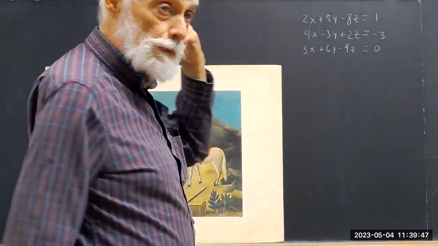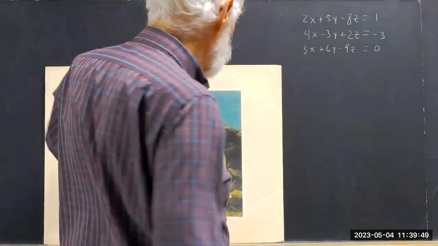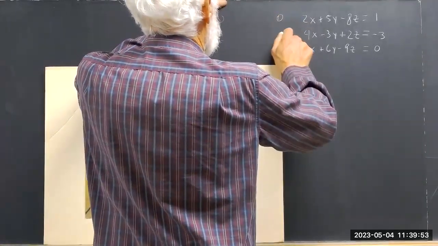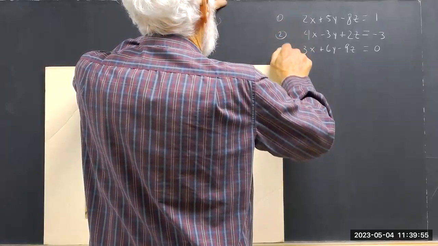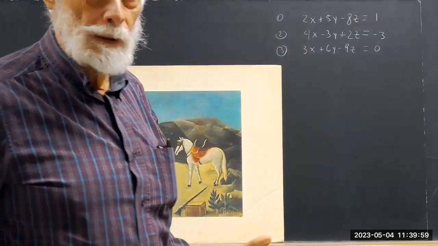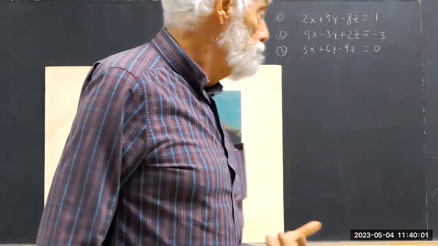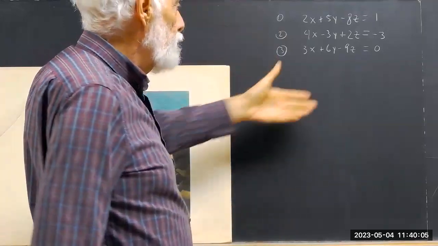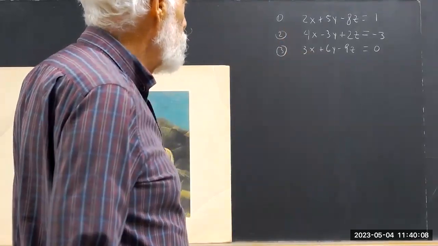Let's take a system of 3 equations and see how we might solve it. Strategy: we pick a variable to eliminate. So let's first pick a variable to eliminate.